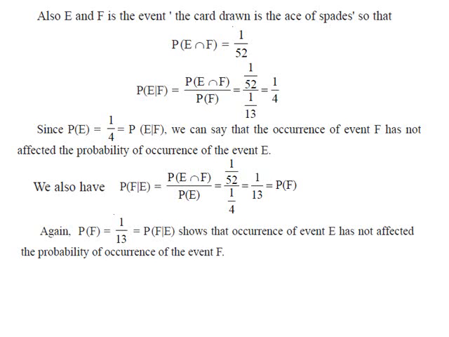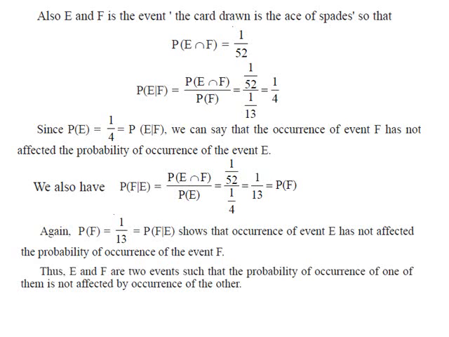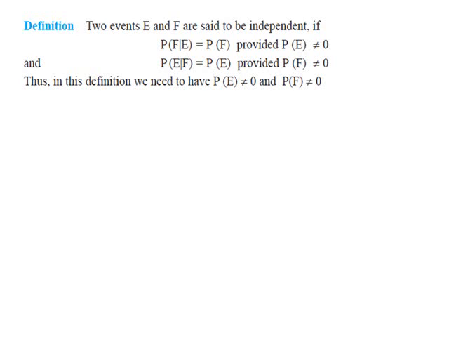So, E and F are two events such that the probability of occurrence of one of them is not affected by occurrence of the other. Such events are called independent events. So, we can say two events E and F are said to be independent if probability of F given E equals probability of F and probability of E given F equals probability of E, provided probability of E is not equal to 0 and probability of F is also not equal to 0.